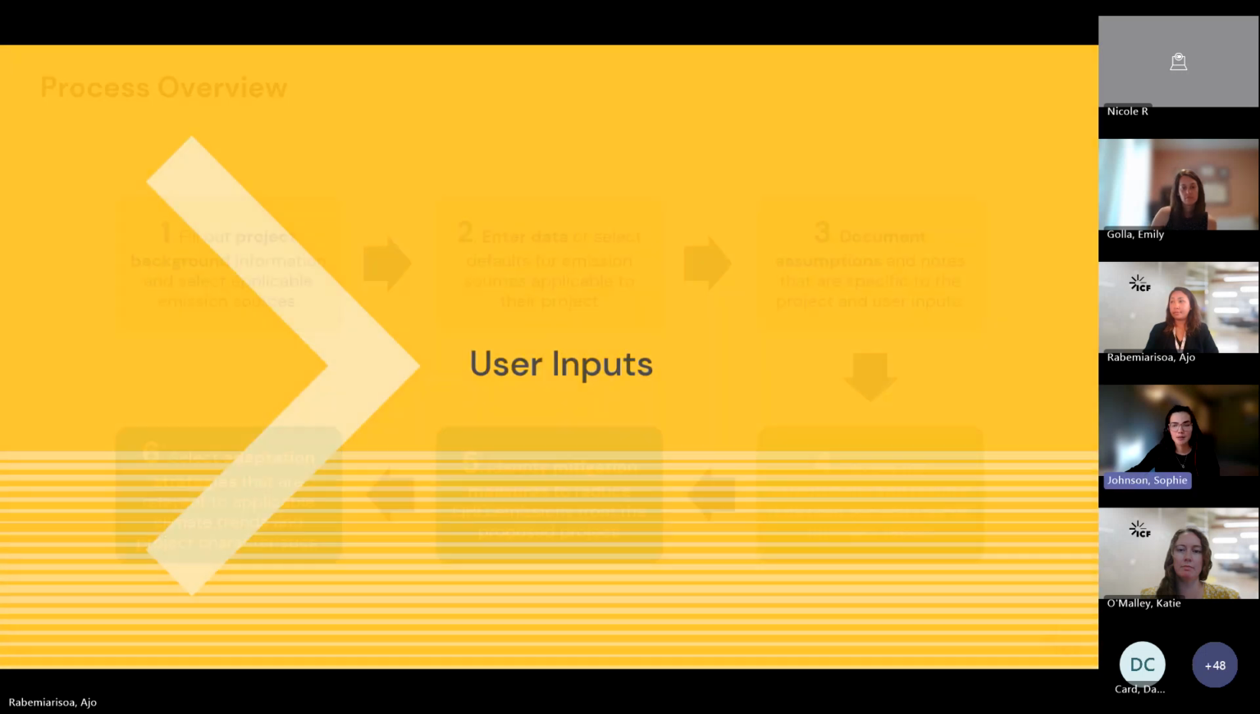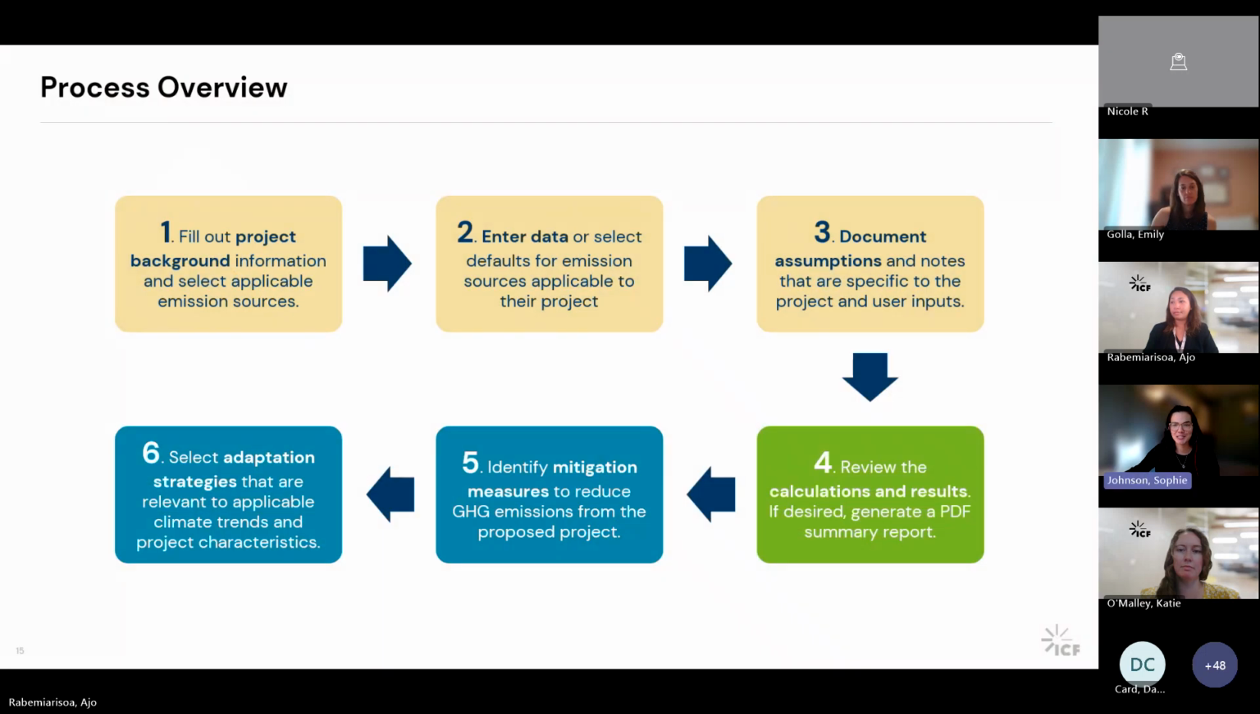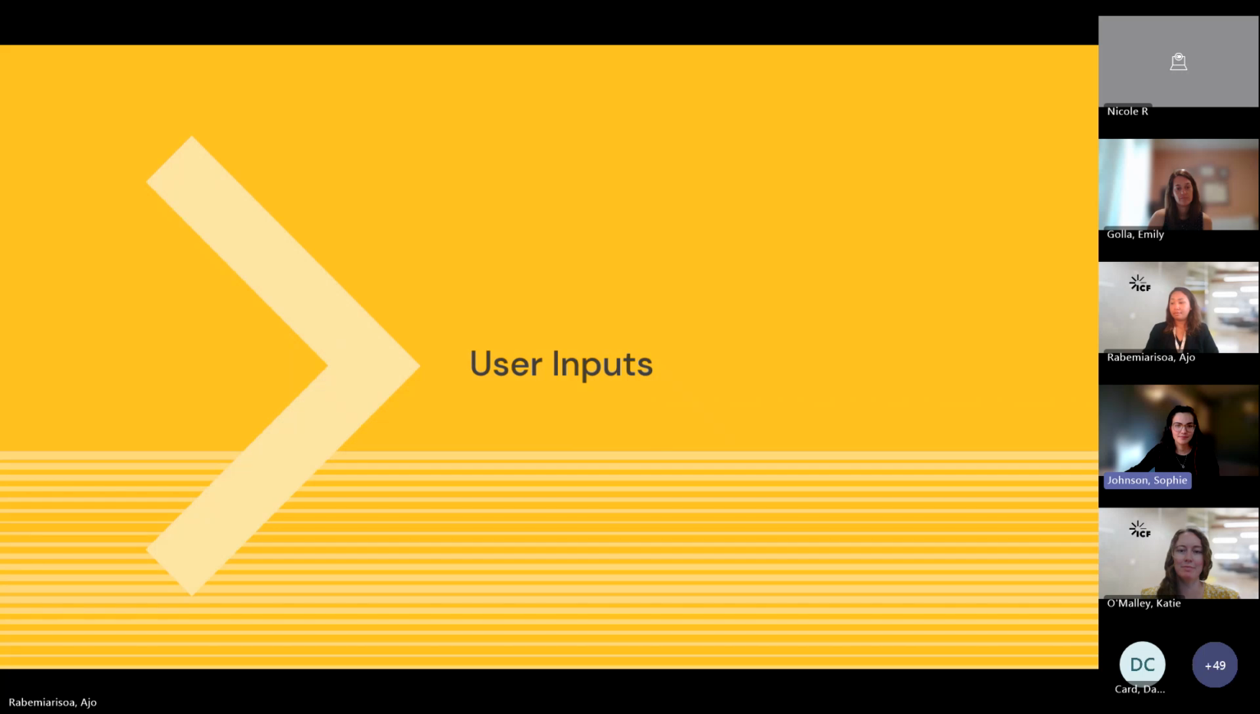Users may also generate a PDF summary report of all inputs and results, a PDF of selected mitigation measures, and a PDF of selected adaptation strategies. Buttons are provided for each of these throughout the calculator to generate these PDFs. The calculator guides users through each of these steps, and each tab is labeled accordingly. The steps are also outlined at the very beginning of the calculator. I'll pass it on to Katie now to dive into the user inputs.